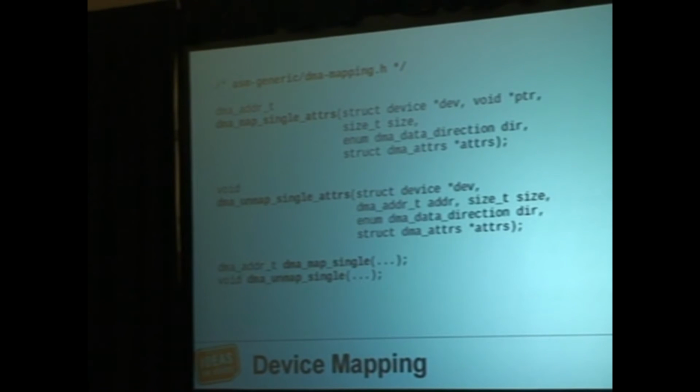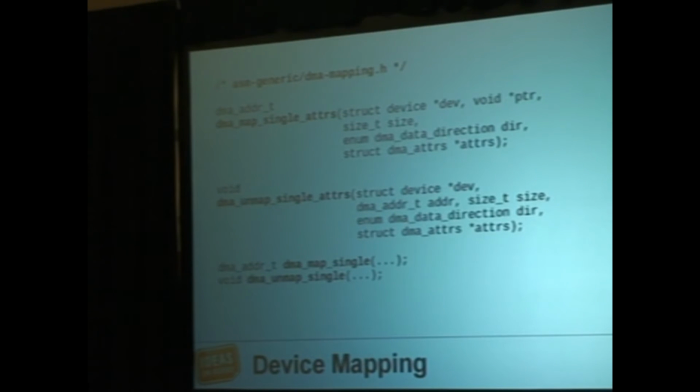You can map a single range of physically contiguous memory. So you give it the CPU virtual pointer, the size, the direction, and you can map and unmap memory to the device. That will handle all the process of configuring the IOMMU for the device, for instance. So you map and unmap that. And there are two wrappers that just call the functions without any attributes, so that's not that difficult.